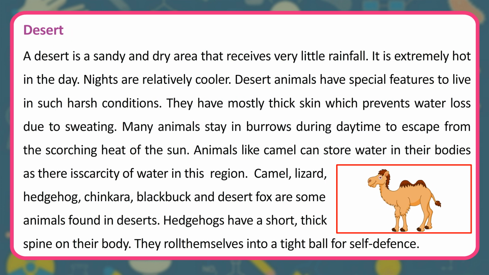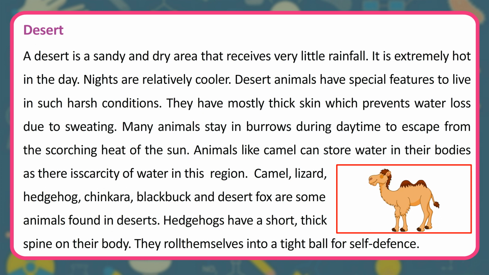Desert. A desert is a sandy and dry area that receives very little rainfall. It is extremely hot in the day. Nights are relatively cooler. Desert animals have special features to live in such harsh conditions. They have mostly thick skin which prevents water loss due to sweating. Many animals stay in burrows during daytime to escape from the scorching heat of the sun. Animals like the camel can store water in their bodies as there is scarcity of water in this region.